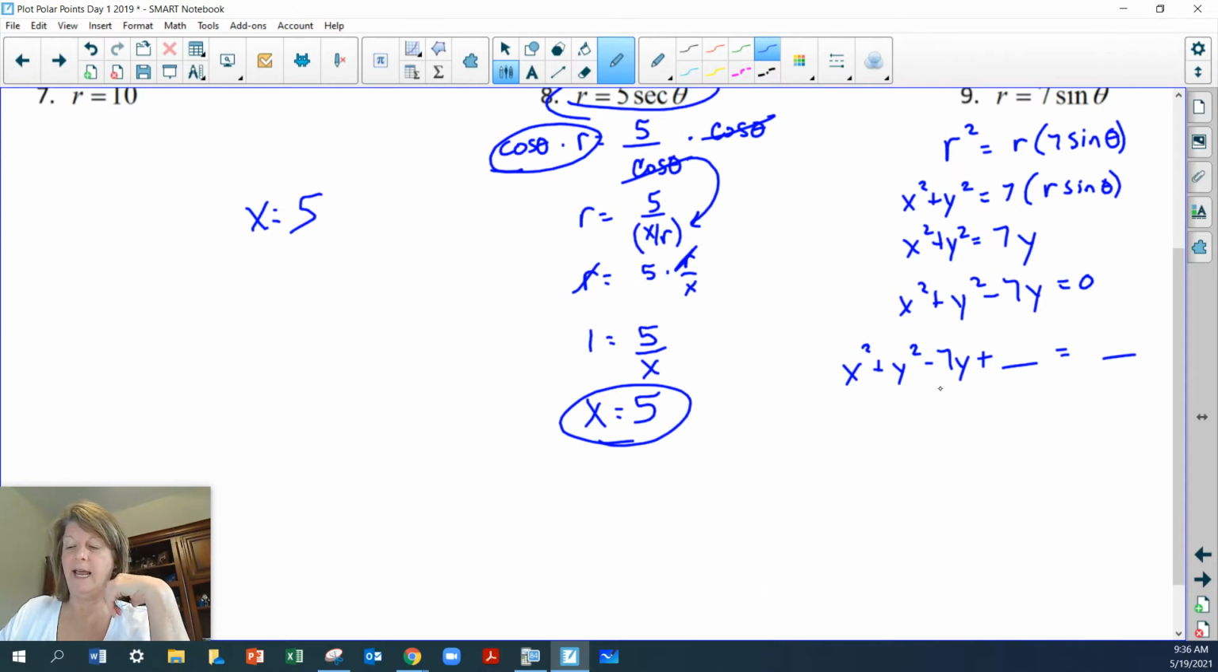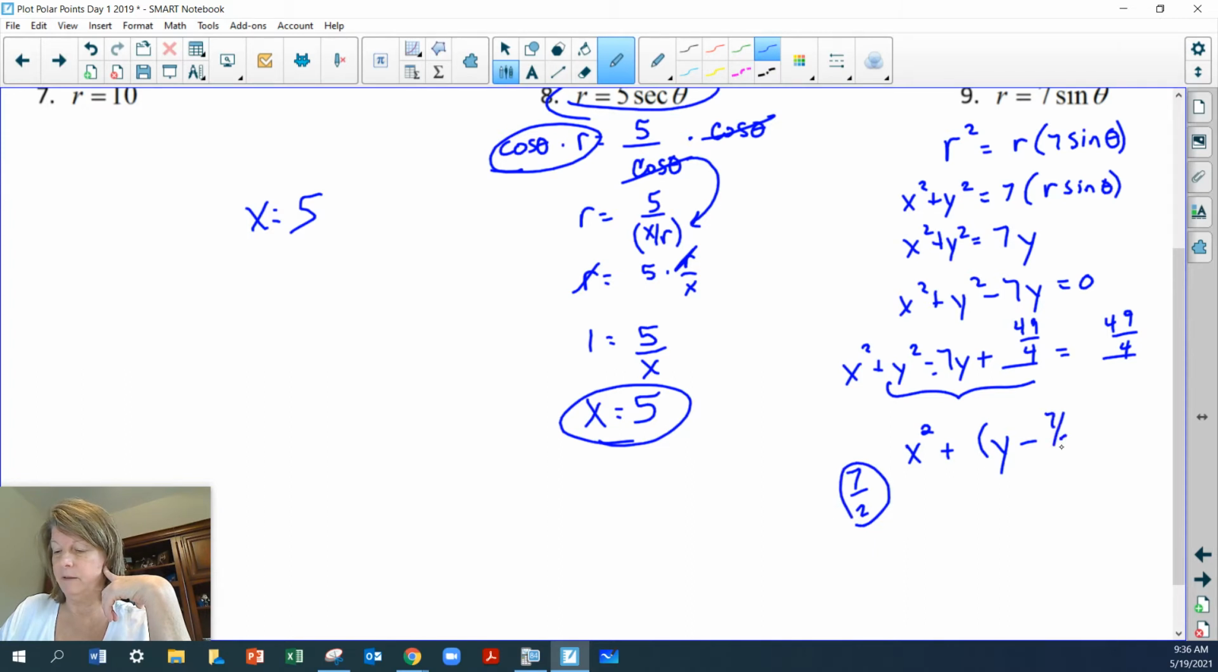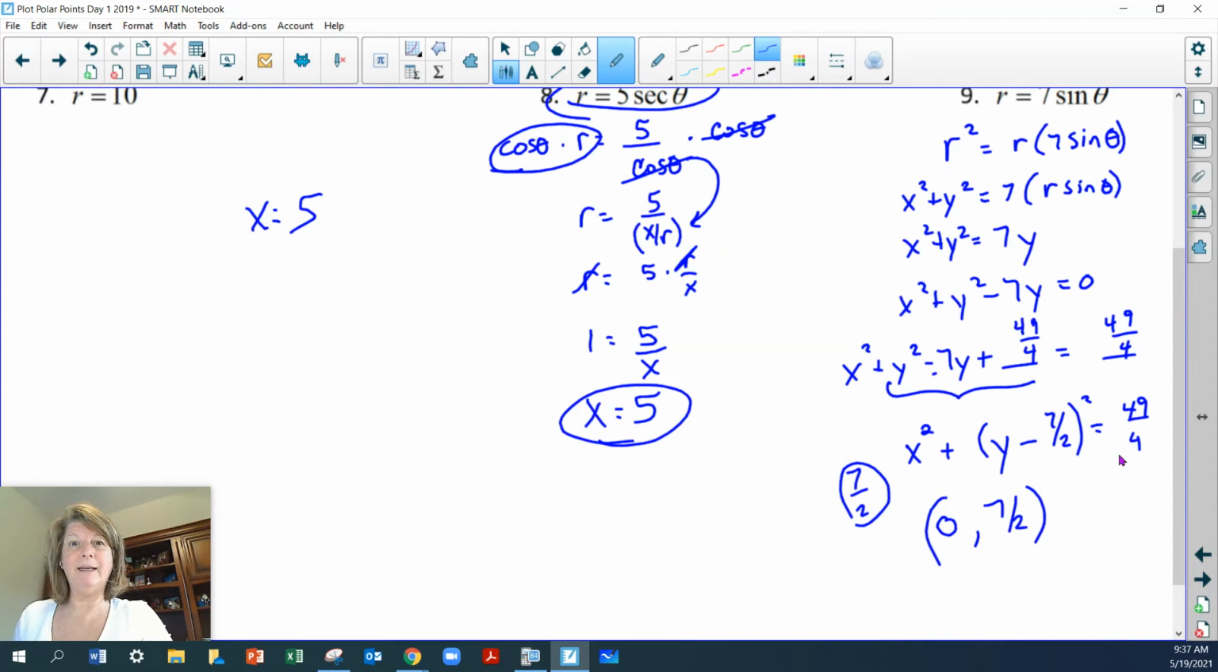7 halves. Take the middle term, divided by 2, that's 7 halves, square it. That would give me a 49/4, wouldn't it? And since I added it to one side, I add it to the other. And now this creates a perfect square trinomial. So I'm going to have x squared plus y minus 7 halves was the perfect square, equals 49/4. So we have an r value on the right. Actually, it's r squared, isn't it? R squared of 49/4, which would be 7/2 for an r. And I know my center of my circle is 0, 7 halves. That wasn't easy, but it's doable.